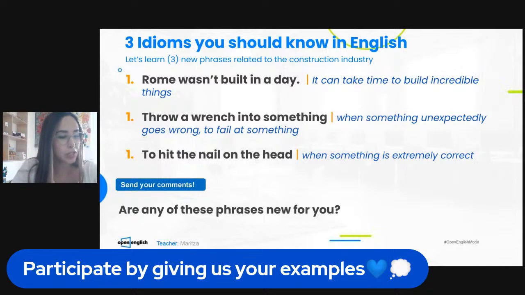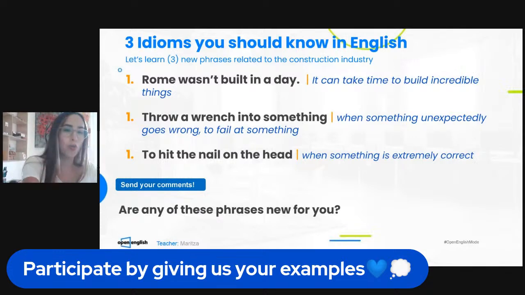Okay, so that was our first idiom of today. So if you want to say that things take time, amazing things take time, you can say Rome wasn't built in a day. Number two, to throw a wrench into something. Okay, to throw a wrench into something.